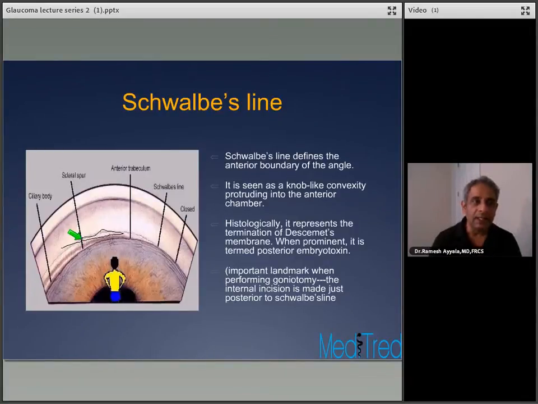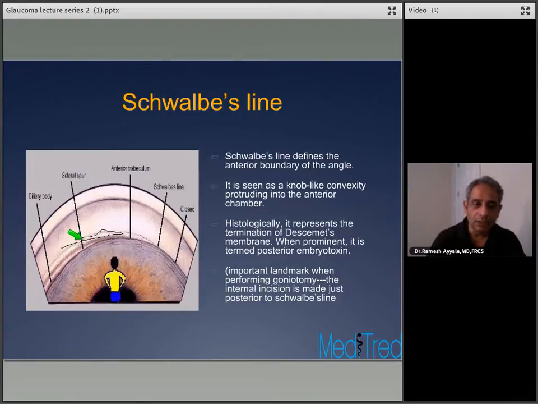In most cases, when you see a posterior embryotoxon, it's just an anatomical curiosity, but sometimes this posterior embryotoxon is associated with some syndromes such as Axenfeld-Rieger syndrome that is associated with glaucoma. So anytime you see posterior embryotoxon, make sure that you don't miss an underlying disease process such as the Axenfeld-Rieger syndrome, which can potentially lead to glaucoma.